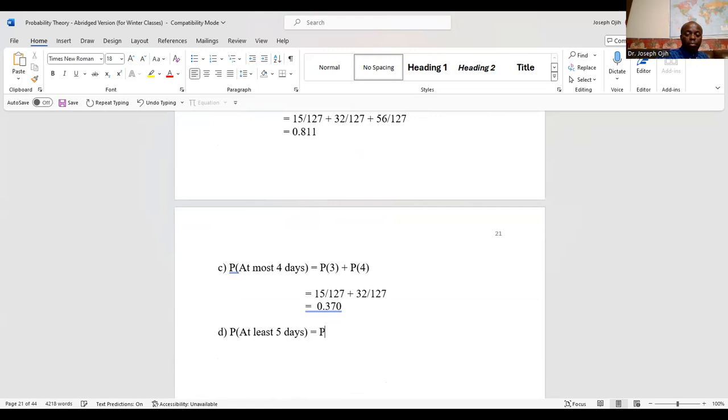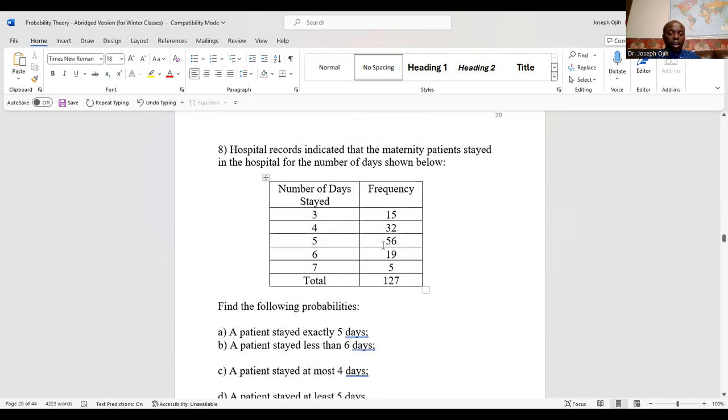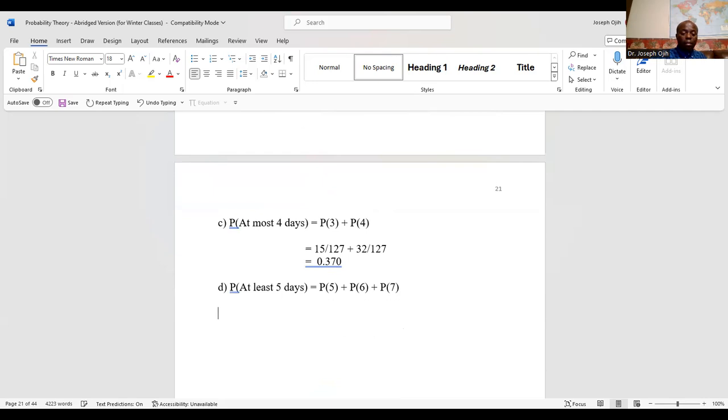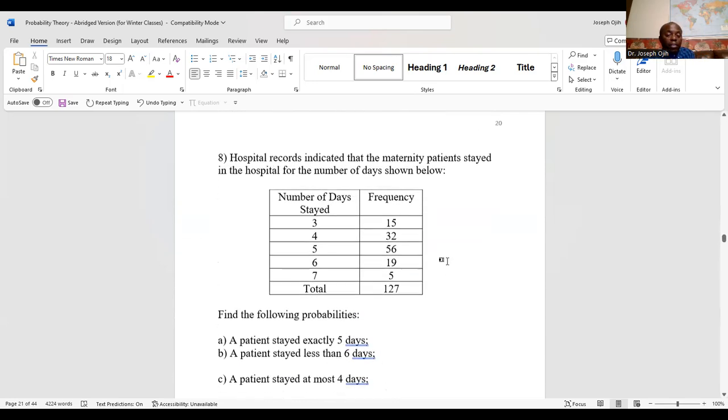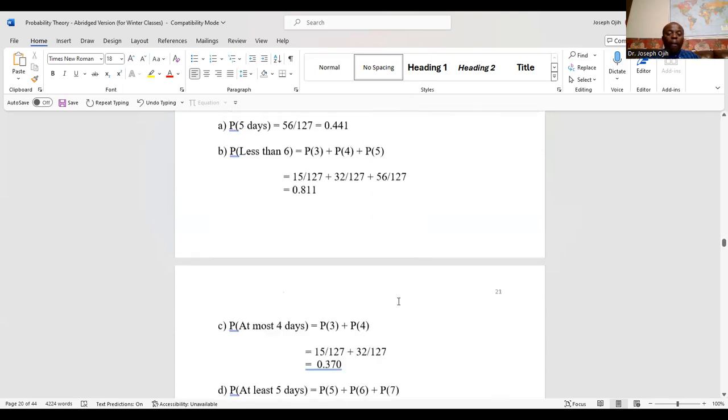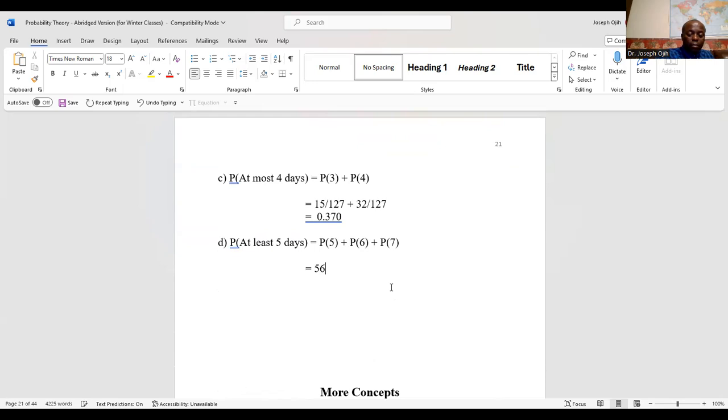Probability of 5 days, P of 5 days, plus P of 6 days, plus P of 7 days. Say 5, 6, 7. That means for 5 days, how many stayed for 5 days? 56 over 127.